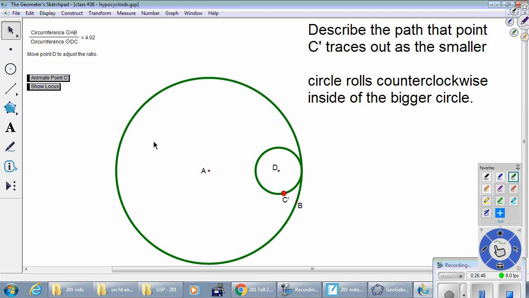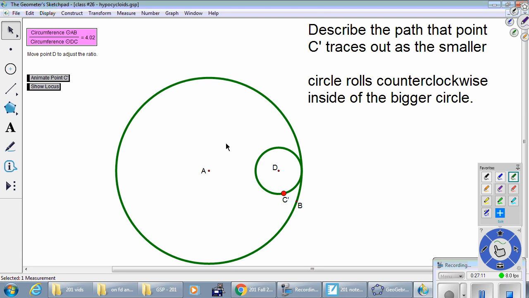It's rolling, and it's rolling, and it's rolling. And I'm interested in tracing this point C prime, as this circle makes its laps inside of the bigger circle. And at the moment, the circumference of the big circle is roughly 4 times, let's just call it exactly 4 times the circumference of the little circle, which means that this thing is going to roll around 4 times before it gets right back to where it currently is.